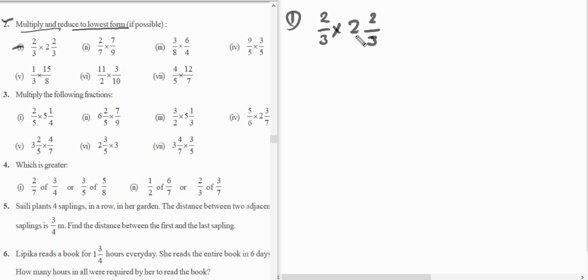Now first make it a proper fraction. It is a mixed fraction. Now first convert it into a proper fraction. So 3 2s are 6 plus 2, 8 upon 3 as it is. Now multiply it, numerator with numerator: 2 8s are 16 and 3 3s are 9.